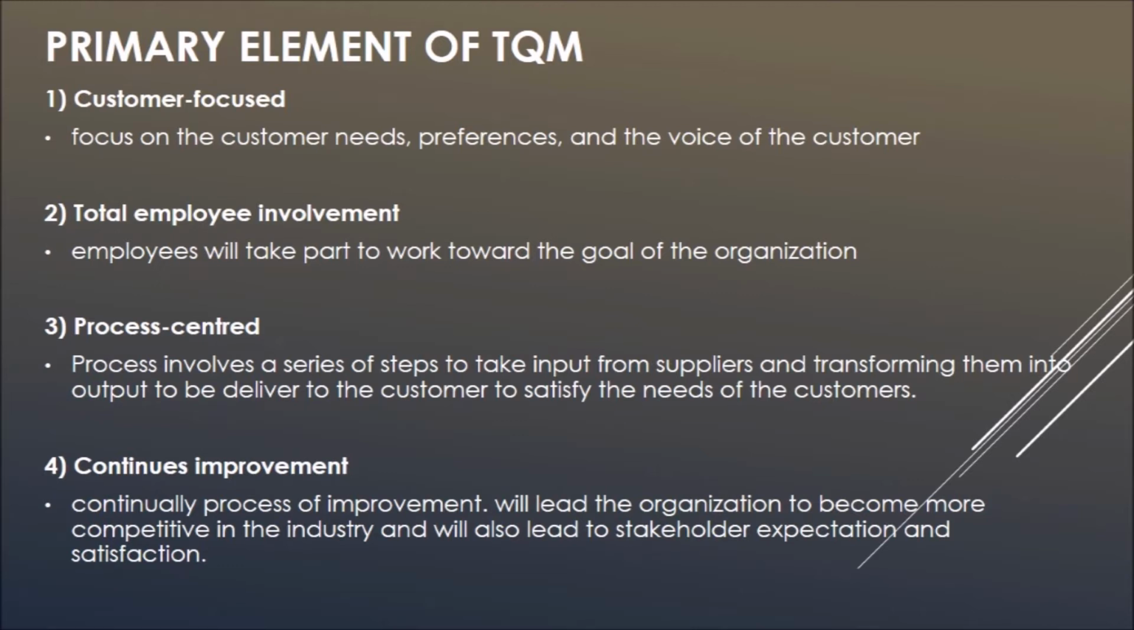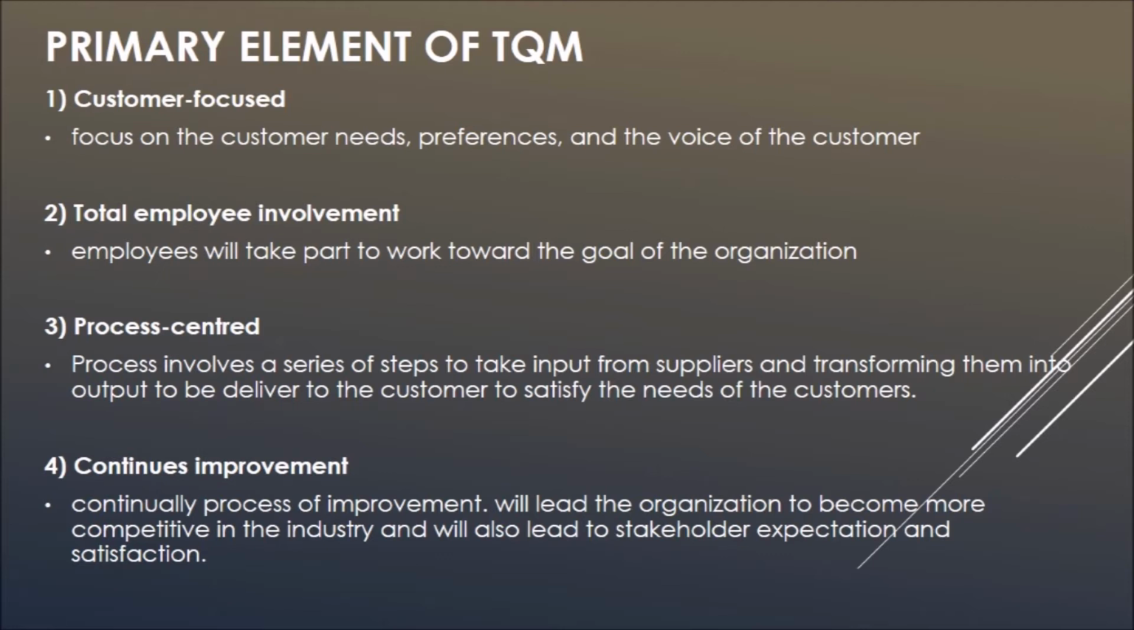Now the second element of TQM is total employee involvement. All the employees will take part to work towards the goal of the organization. Employees will be encouraged to apply their skills, knowledge, problem-solving skills, and decision-making to benefit the organization.